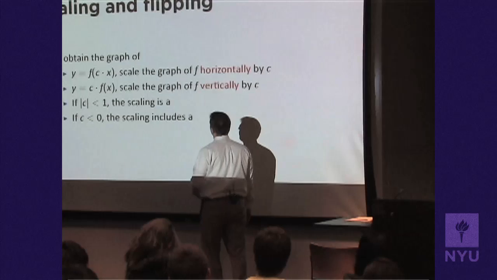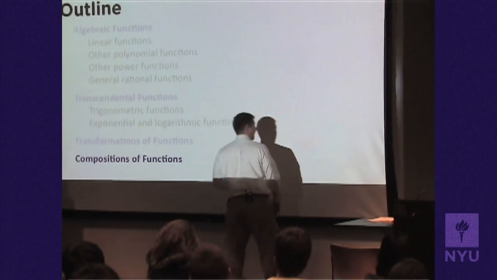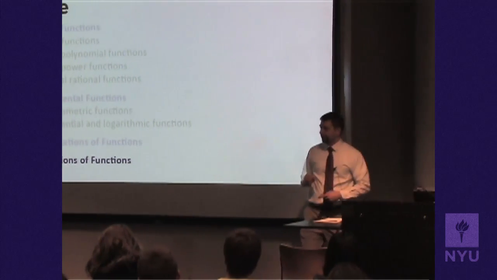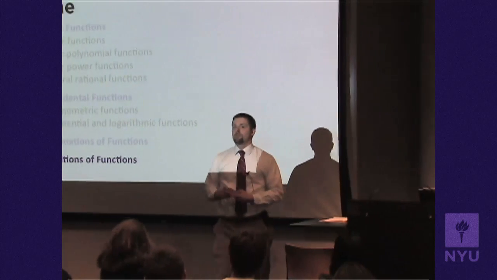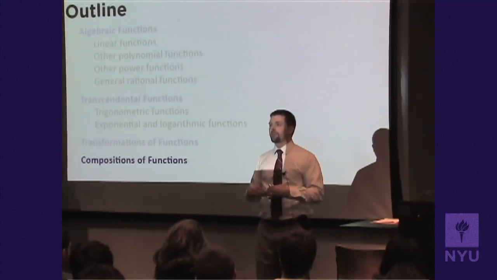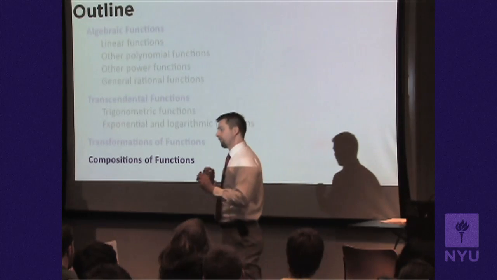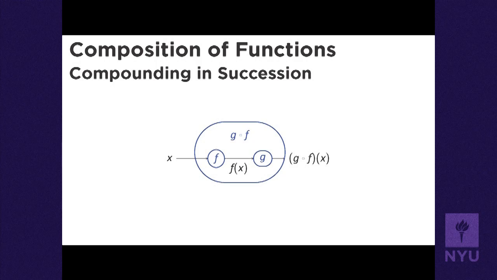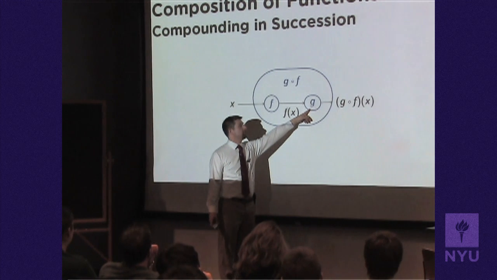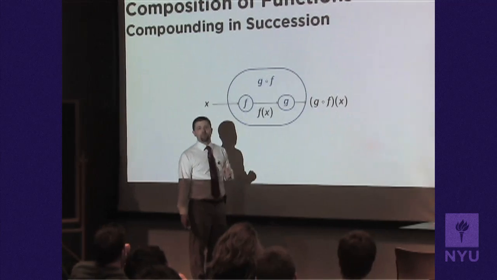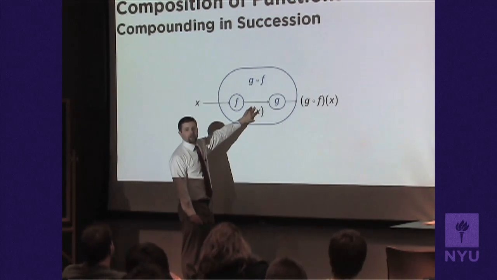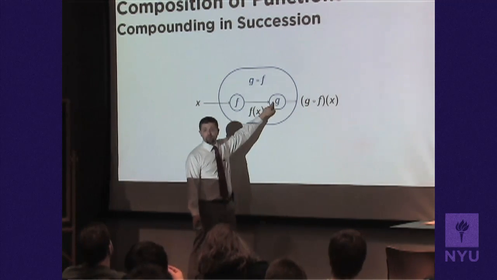Okay, so we did all those. Let's look next at compositions of functions. So one way to think of a function is a machine. You know, it eats numbers and it spits out other numbers. And I can put those machines together into a larger machine, and that machine is called the composition. So if I have a function f, it inputs x, it outputs f of x. If I have a function g, it inputs something and outputs something else. I can run the output of f of x into the input of g.